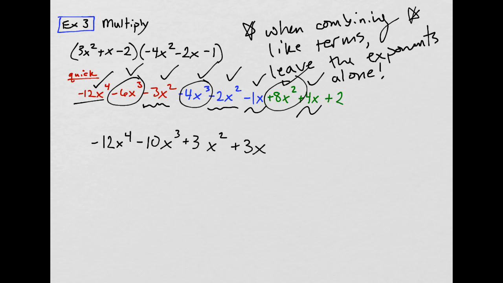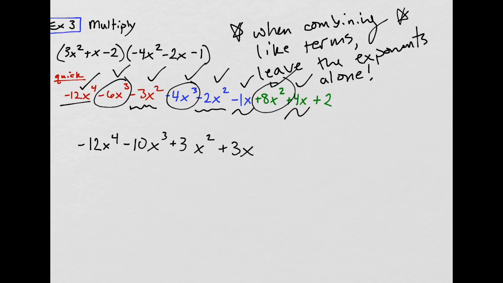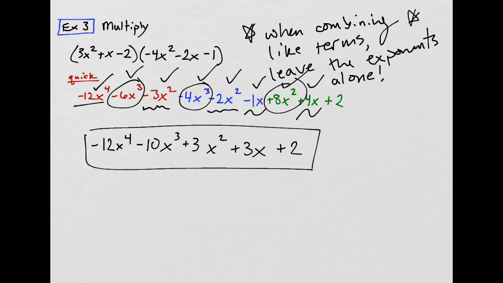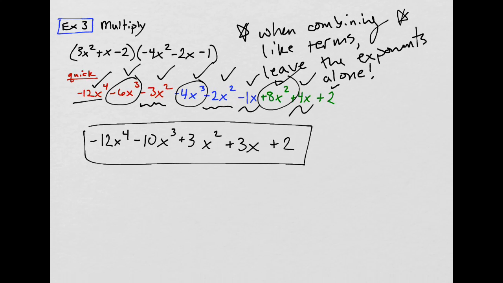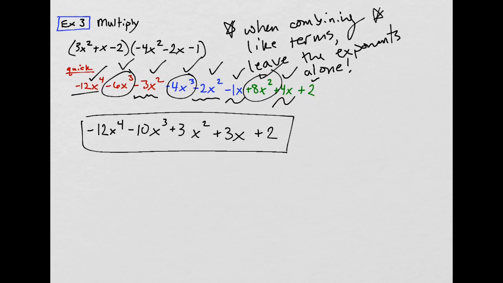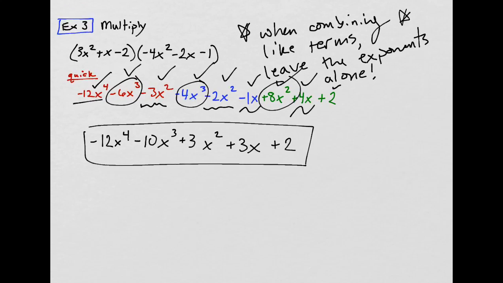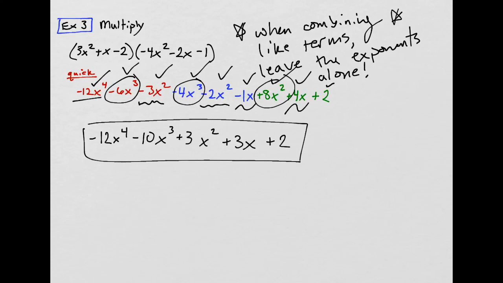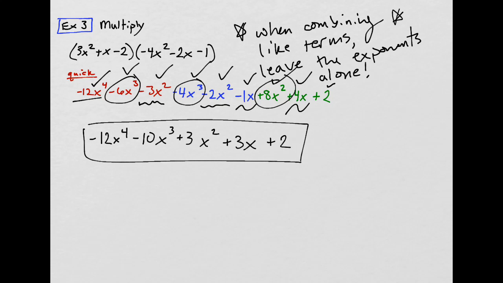All right, now that's done. And it looks like I just have that 2 left over. So plus 2. And there we go. So, good thing to use the check marks because it helps you keep track of stuff. When you're combining like terms, you leave the exponents alone. So that's the quick way to do it. What's another way to do it? Well, you could, in fact, do I want to show it in a different video? I think I do. I'll show that in the next video.